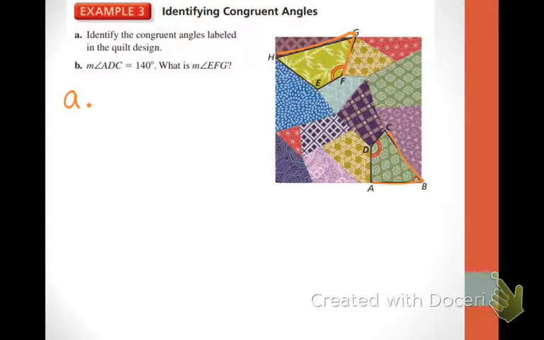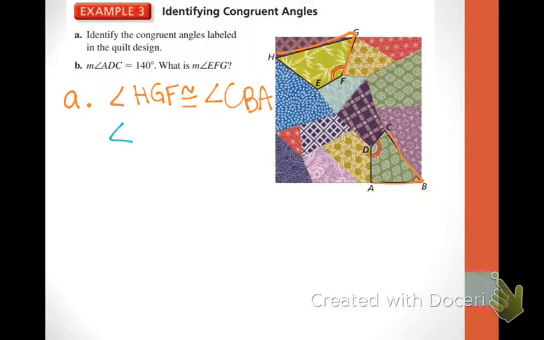Can someone name the top angle? Mason? HGF. HGF, and then throw it to a friend to name the other one. Throw it to anyone. Michaela. It's congruent to angle? CBA. Perfect. All right, and then there's a second set that's congruent.